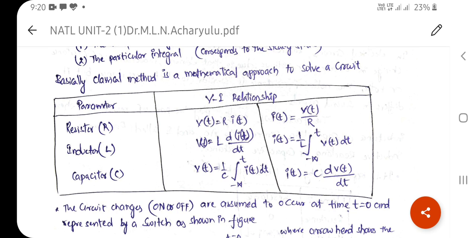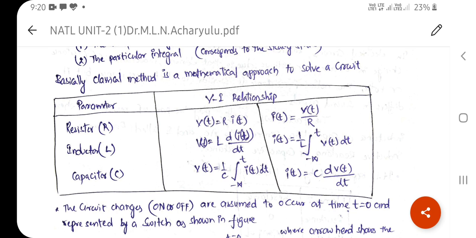This will be linked up with the time transient analysis. The time will be before the switching, just after the switching, and as time tends to infinity. These three cases are generally taken into account. In this connection, we also need to know how the inductor and the capacitor act.